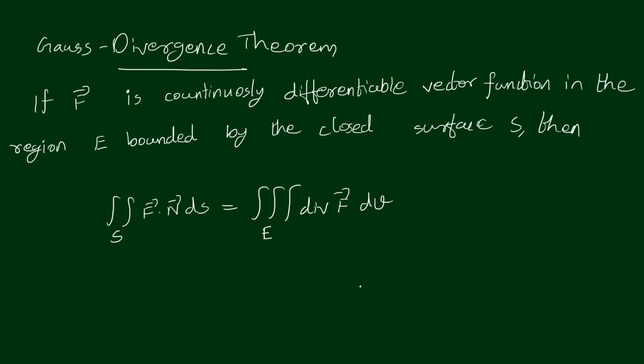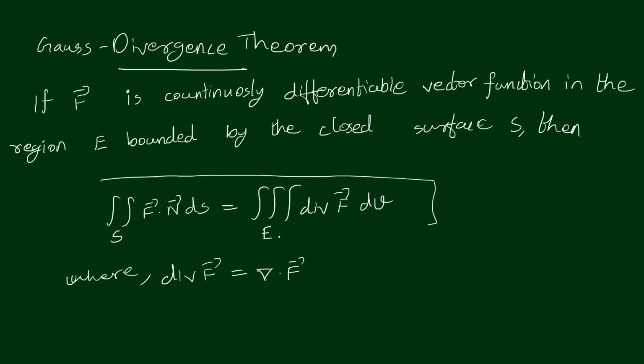So here div F is the divergence of F, and what is the divergence of a vector field? We know that divergence of F is equal to del dot F. Okay, divergence is del dot F. So this is called the Gauss divergence theorem. This tells the relation connecting surface integral and the volume integration.